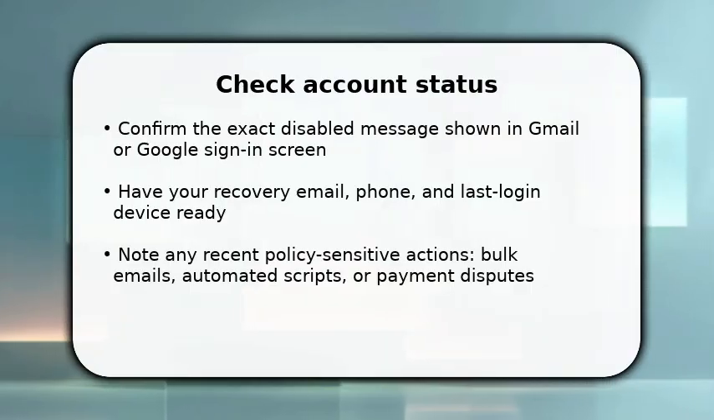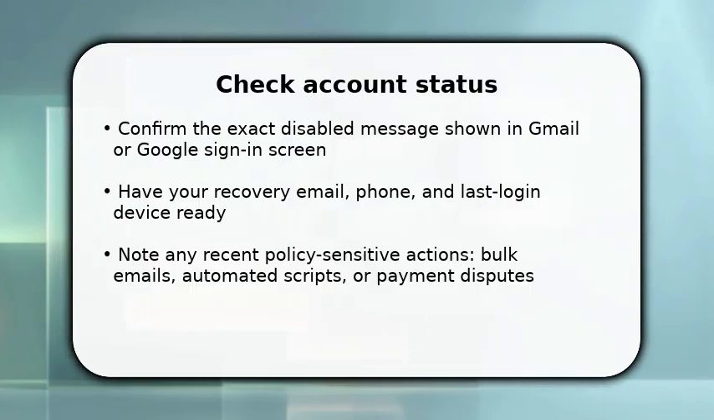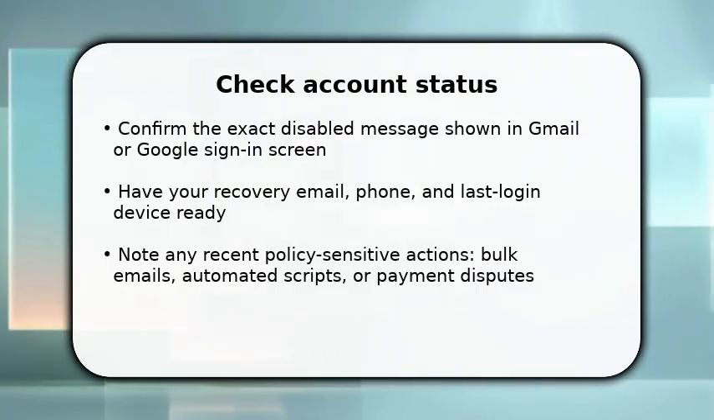You start by confirming the exact disabled message and why Google flagged the account. This matters because different reasons use different fixes. Once done, gather recovery options: recovery email, phone number, last used device, because Google uses them to verify you. Make sure you can access those channels before proceeding.